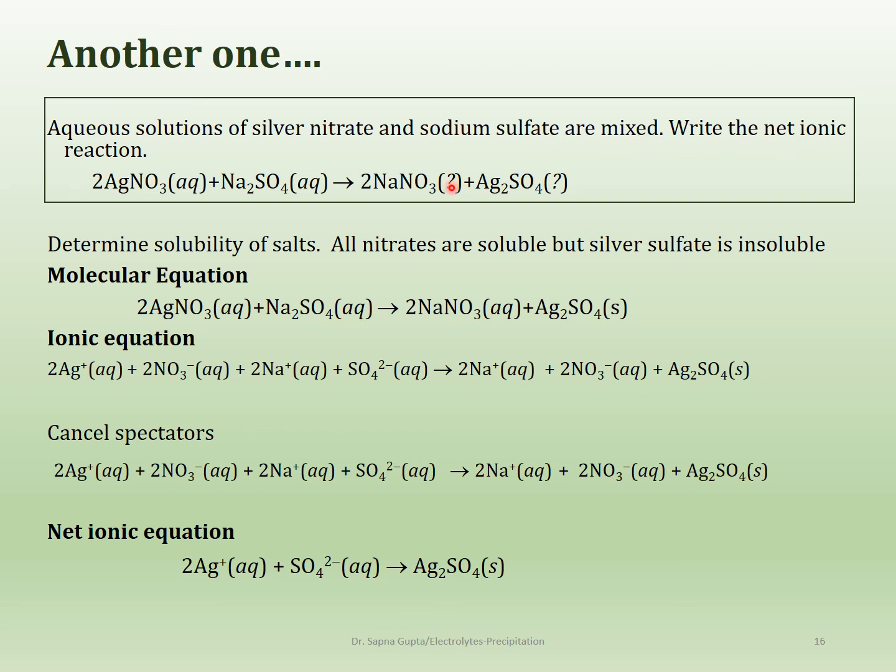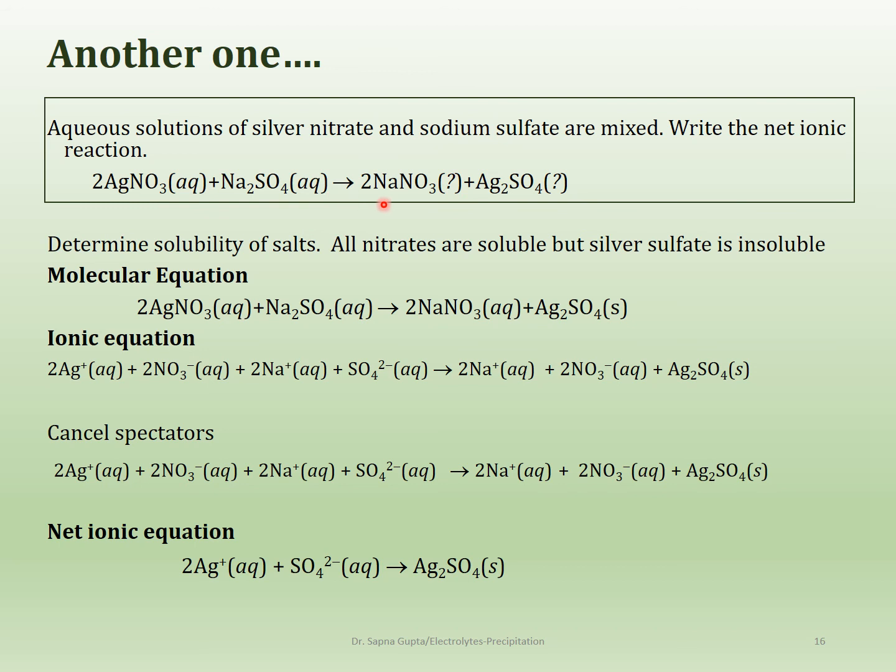So luckily for us, the equation is given for you. Usually in class practice and all that, I don't give the equation, so you have to write it yourself. So silver nitrate is AgNO3, sodium sulfate is Na2SO4, and these are the products. And how do we know this? Because this is precipitation. So you do a double displacement reaction. So silver will combine with sulfate and sodium will combine with nitrate.